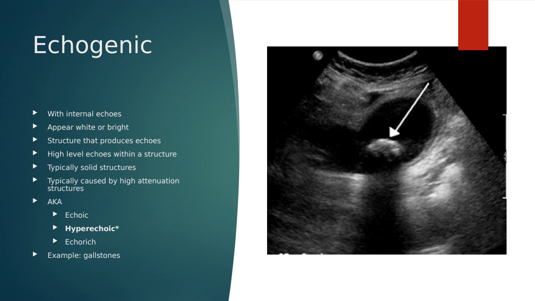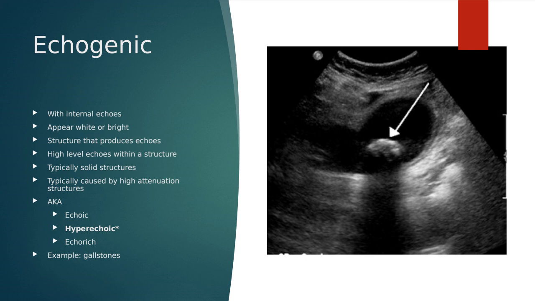So this is where we're going to start to get some shades of gray. So we're going to have structures that appear white or very bright on our picture. These structures themselves are producing the echoes. These are going to typically be higher attenuation structures, so a fluid-filled structure or organ is not going to be echogenic because a fluid-filled organ or structure is going to have a low attenuation rate. So these are going to be made up of some sort of solid tissue, something that has a higher attenuation rate than fluid. So this is also going to give us the term echoic, hyperechoic, and echo-rich.